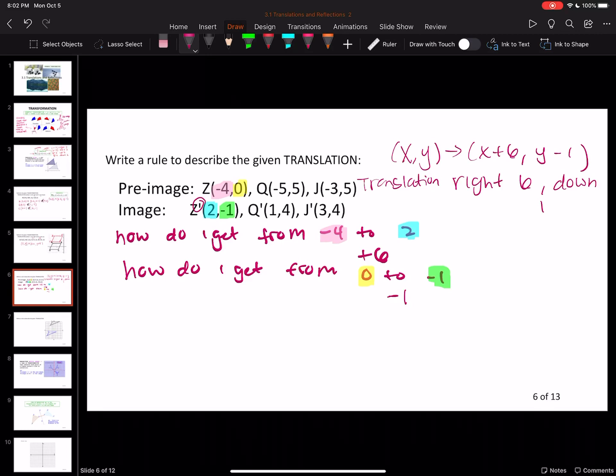So Q from -5 to 1, yep, adding 6. Down 1, 5 to 4, subtracting 1, so that was good. Adding 6, subtracting 1. -3 plus 6 would give me 3, again, good. 5 minus 4 would give me 1.